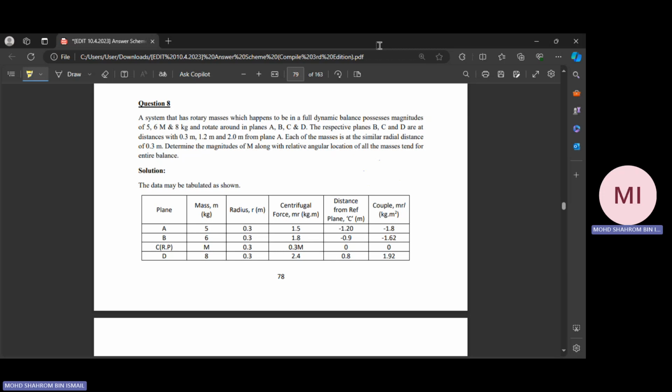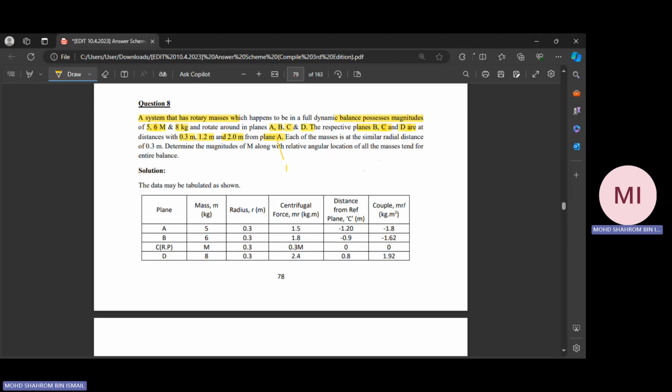Very easy one. As you can see, this is question 8, where it states: a system has rotary masses which happen to be in full dynamic balance, with magnitudes of 5, 6 m and 8 kilograms. It means you have 5, 6 m and 8 kilograms of masses that rotate around the planes A, B, C, and D. The respective planes B, C, and D are at distances of 0.3 meter, 1.2 meter, and 2 meter from plane A.